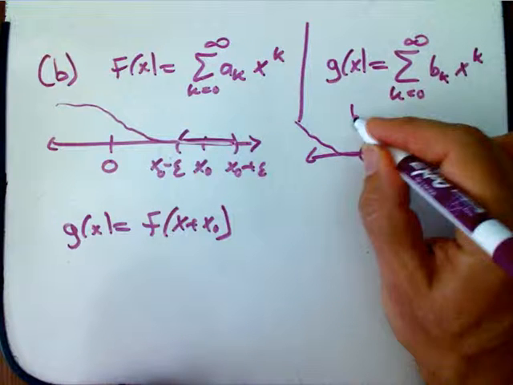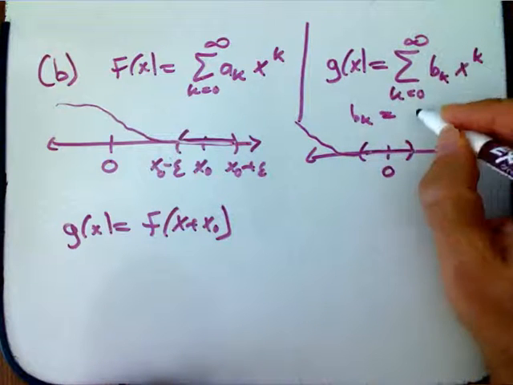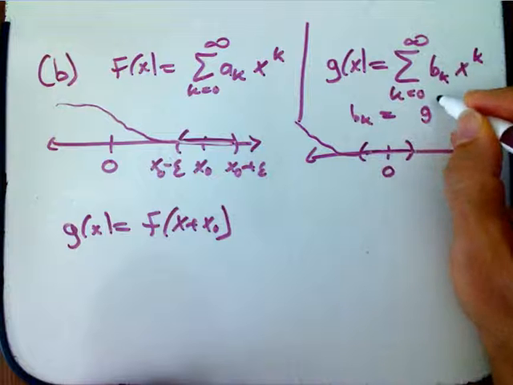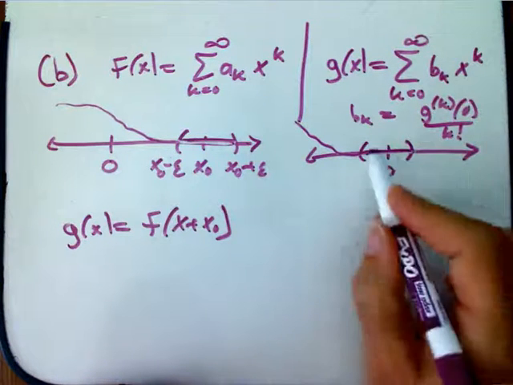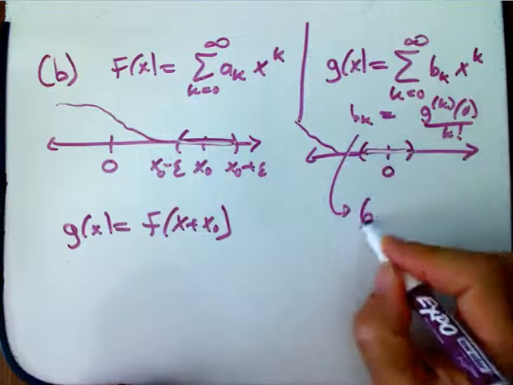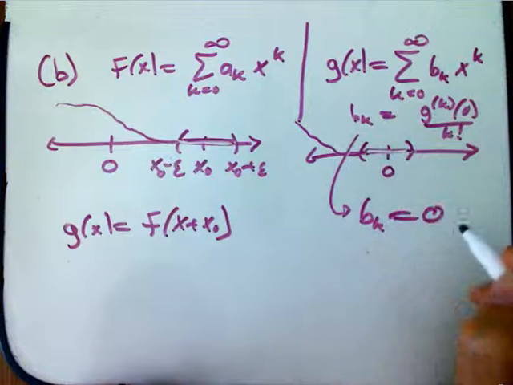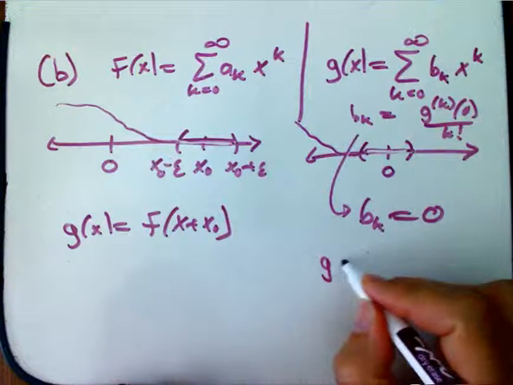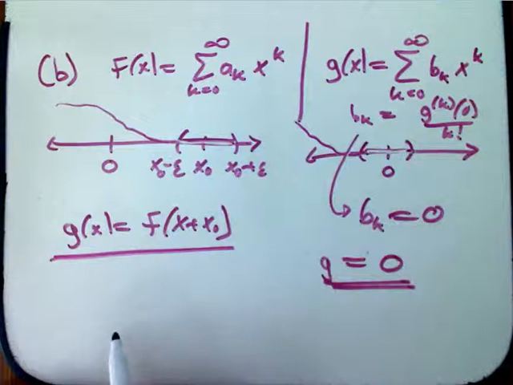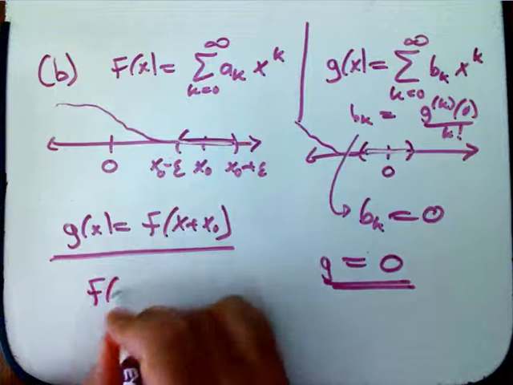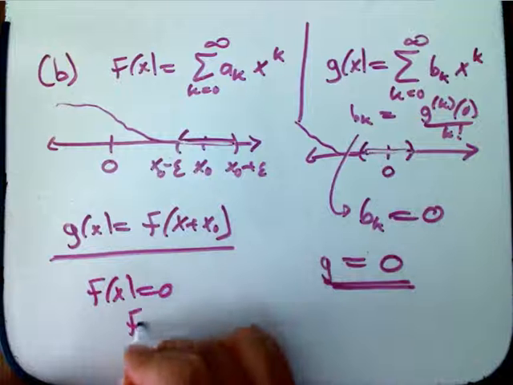Okay, the thing is the b_k's are still derivatives of this function at 0 over k factorial. Those are still going to be 0. Okay, and so g is the 0 function. But wait a minute, they were just translates of each other. Okay, and so f of x is 0 for all x as well.